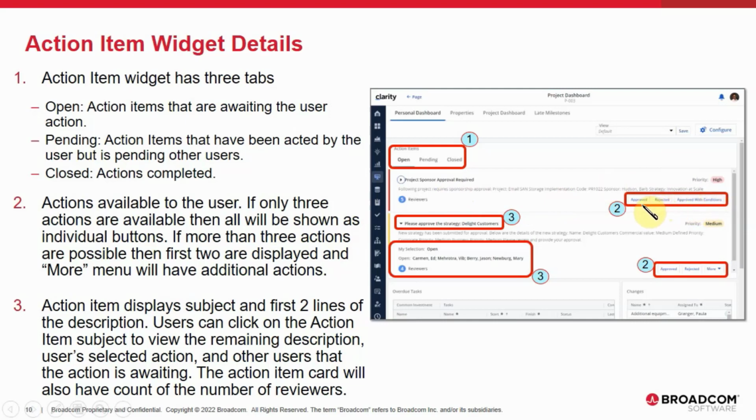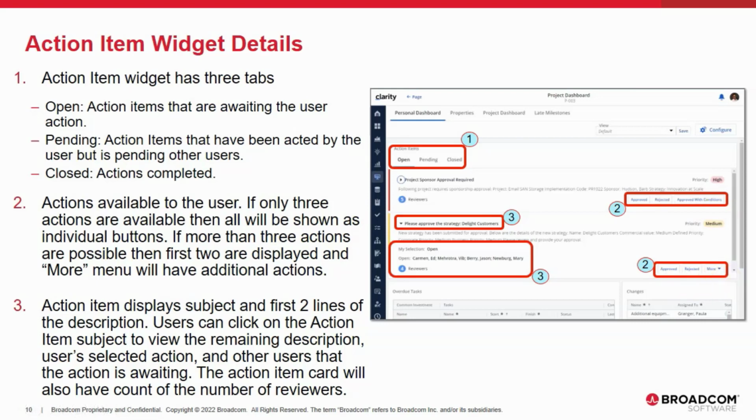If there are more than 3 actions, then the first 2 will be listed right there on the screen, and then the additional actions will be listed under the menu called More, which should be listed right here at the end. So in this example, I have more than 3 actions, so approved and rejected are the first 2, and then additional actions are listed under More.